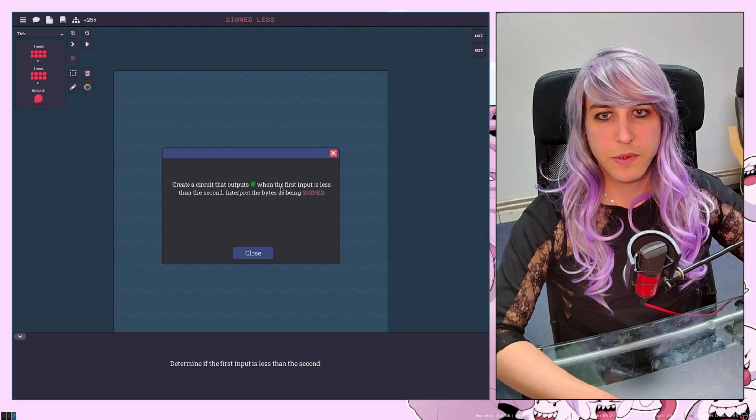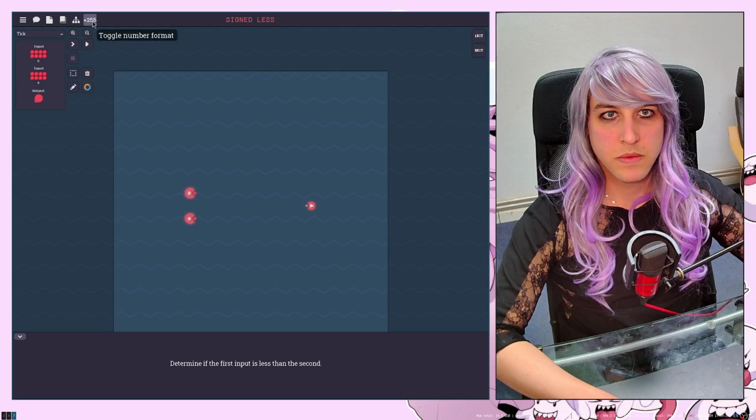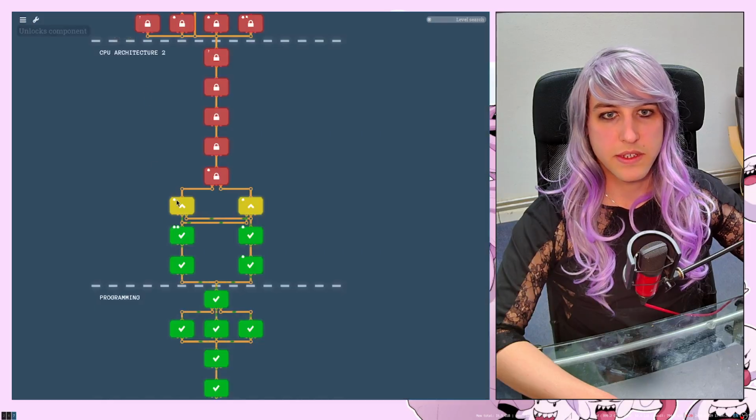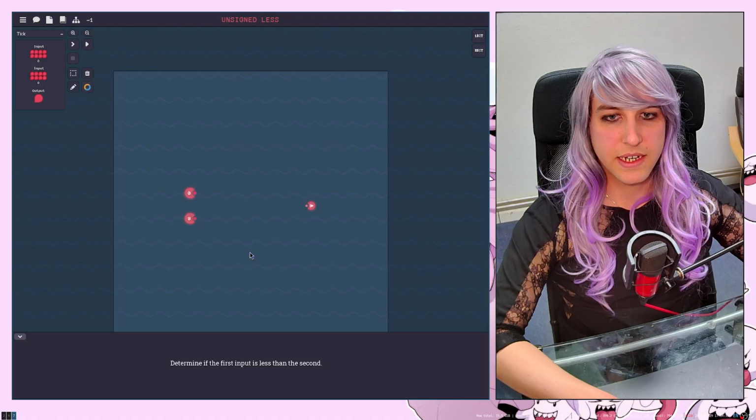Create a circuit that outputs green when the first input is less than the second. Interpret the bytes as being signed. That would be unsigned, right? Yeah, that would be signed. Let us start with unsigned less. Create a circuit that outputs green when the first input is less than the second. Interpret the bytes as unsigned.